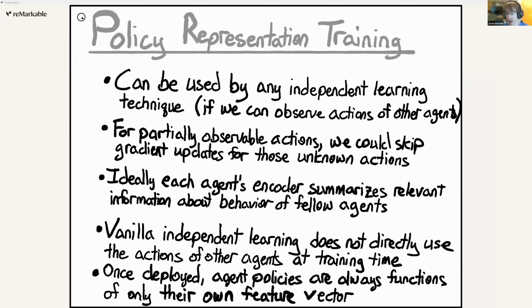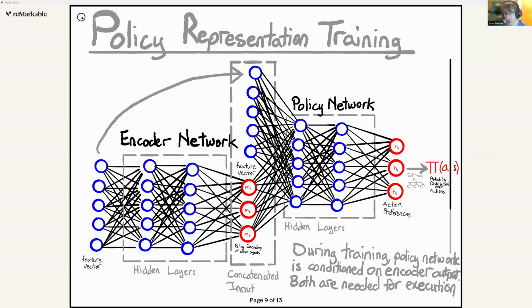And what we would do is, whatever function we're learning, like here I've shown an example where we have a policy network, but if we were doing value function learning instead, we could condition the value function on these learned encodings.